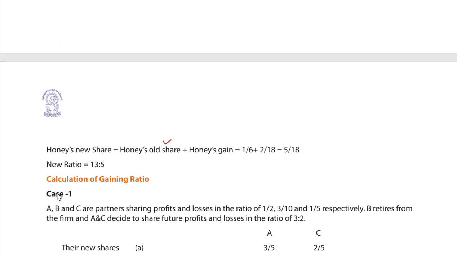Honey's new share will be Honey's old share plus Honey's gain. Old share is 1 by 6 and gain is 2 by 18. So new share is 5 by 18. The new ratio is 13 is to 5. I believe you understood.